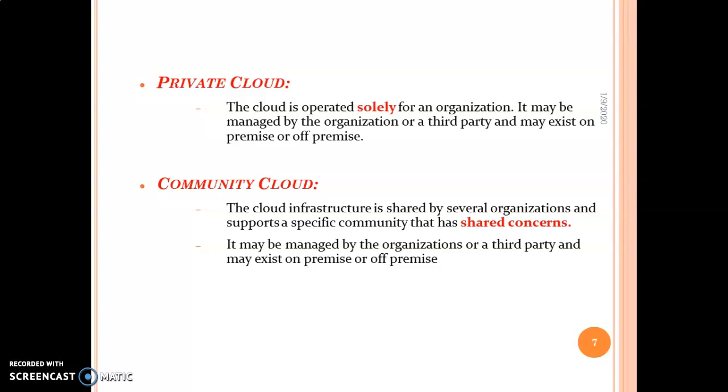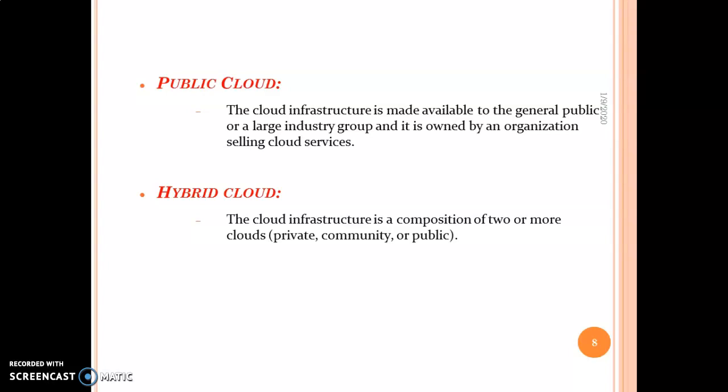and may exist on premise or off premise. Community cloud: the cloud infrastructure is shared by several organizations and supports a specific community that has shared concerns. It may be managed by the organizations or a third party and may exist on premise or off premise. Public cloud: the cloud infrastructure is made available to the general public or a large industry group and it is owned by an organization selling the cloud services.